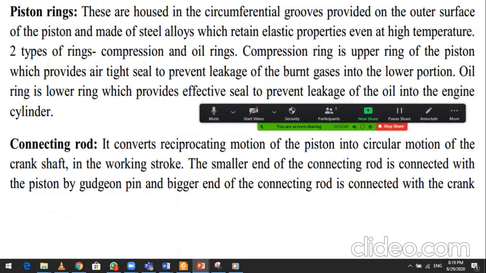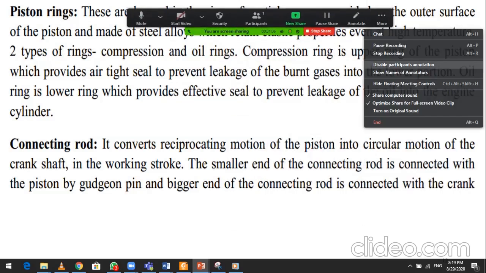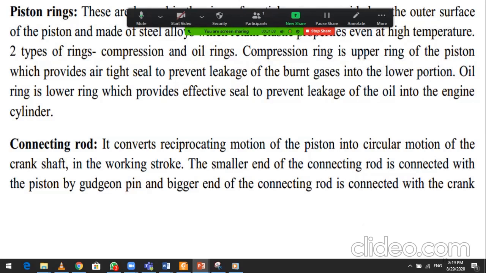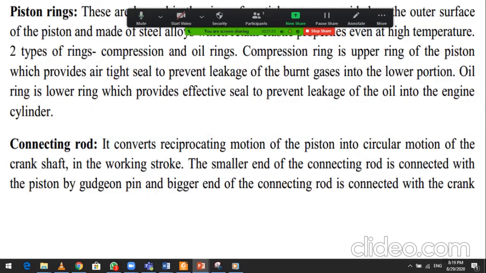Compression ring is the upper ring of the piston, which provides an airtight seal to prevent leakage of the burnt gases into the lower portion. Oil ring is the lower ring, which provides an effective seal to prevent leakage of the oil into the engine cylinder. So, normally you have seen there are two rings: a compression ring, which is normally the first one on the piston, and the oil ring, which prevents oil leakage. And there we have a connecting rod.